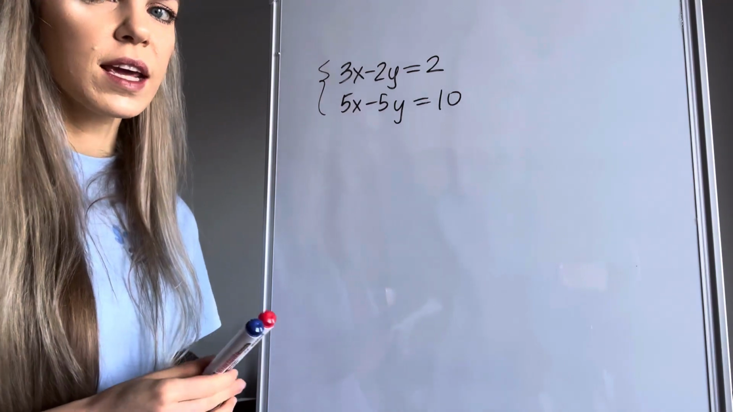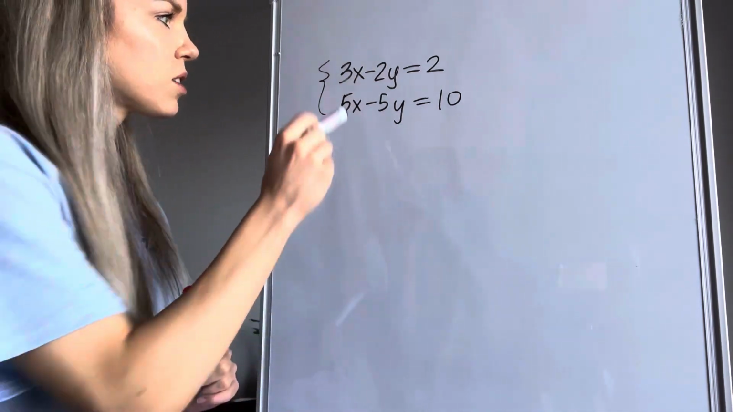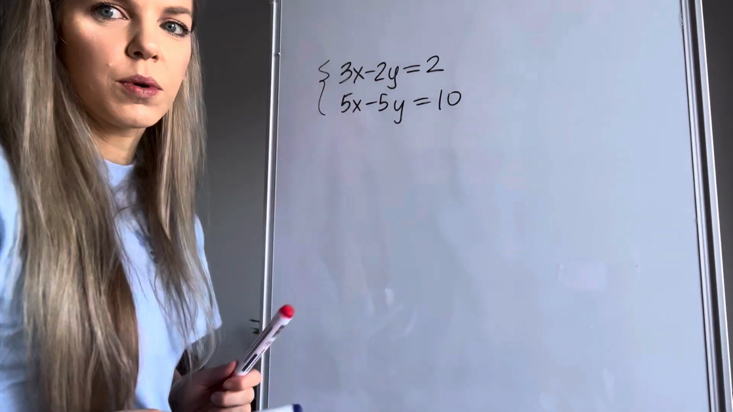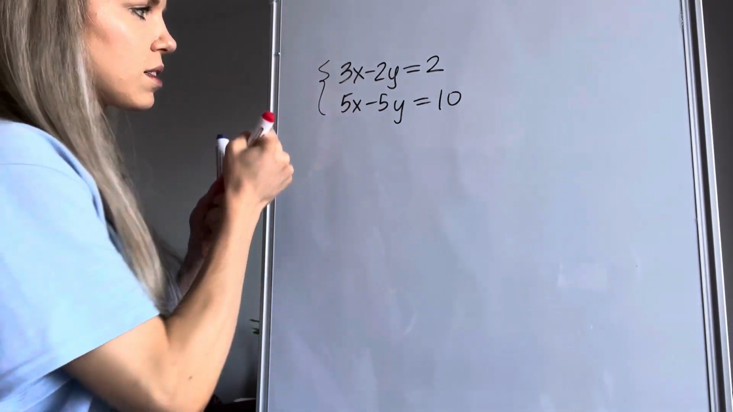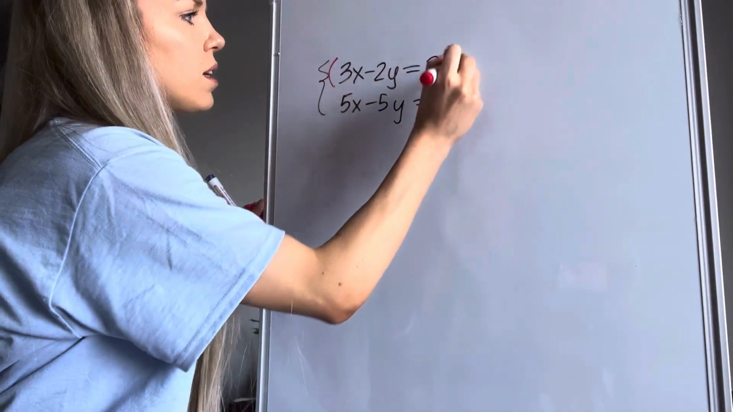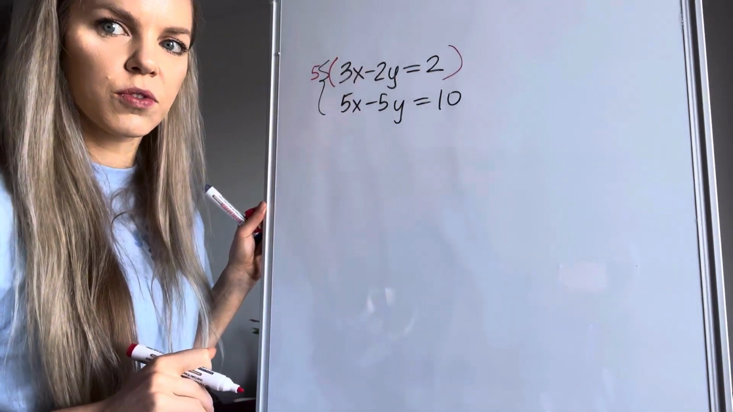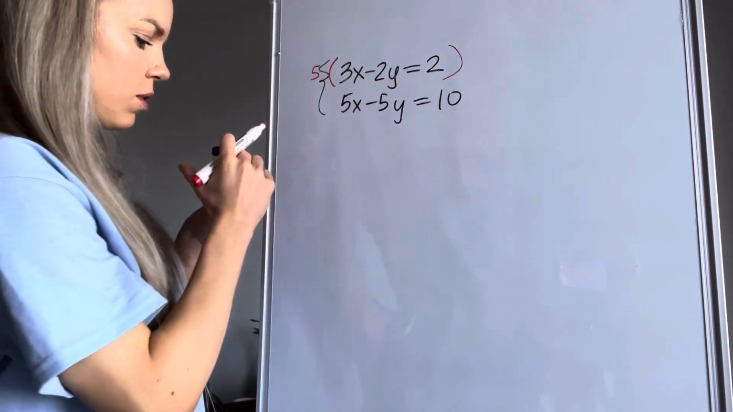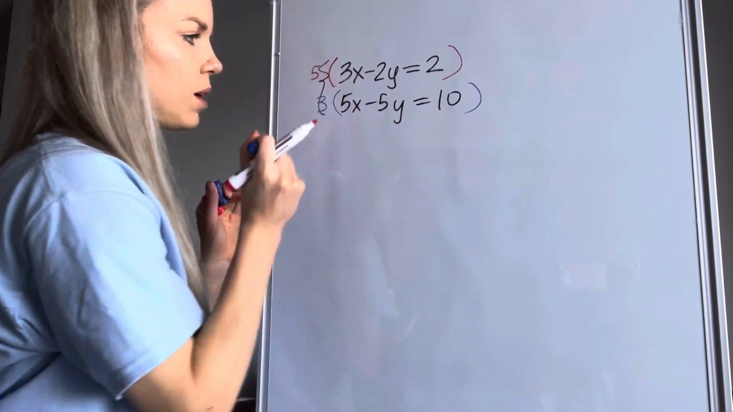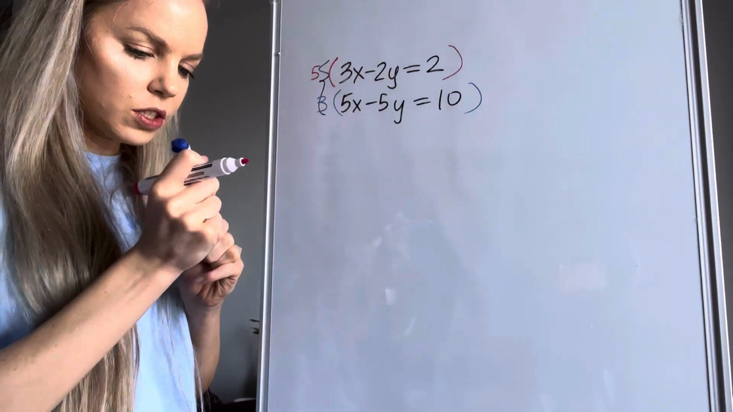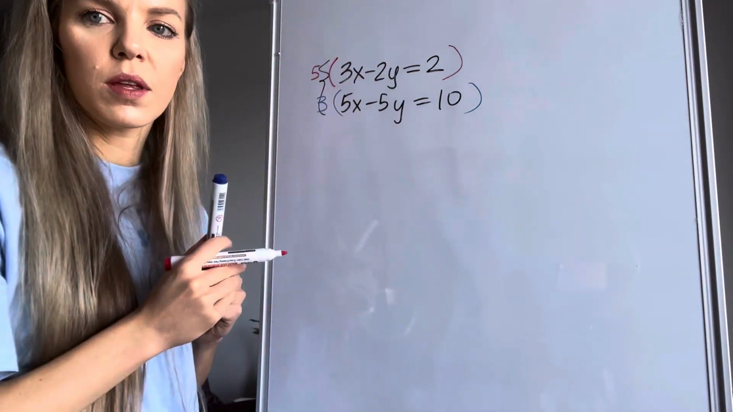If I want the x's to cancel, I have to have the same number but opposite signs. And so I can't turn a 3 into a 5 or a 5 into a 3, but I can turn them both into a 15. To turn 3x into 15x, I would need to multiply it by 5. And you have to do it to the entire equation in order for this to work. For the bottom equation, I can turn 5 into a 15 by multiplying the entire equation by 3. And so when we multiply these numbers, we're going to end up with a 15x in both equations.